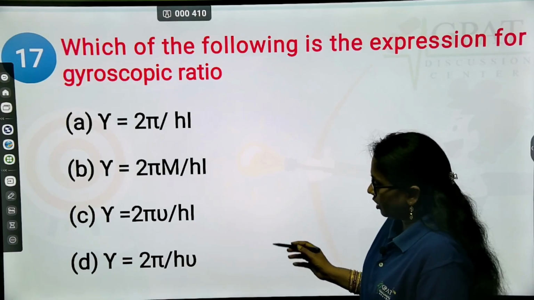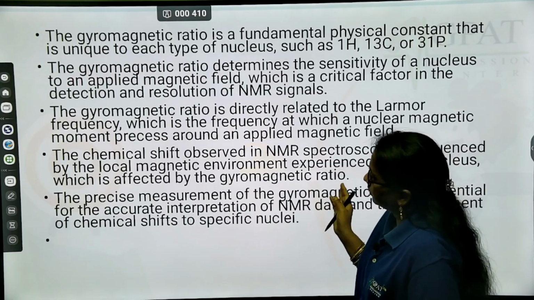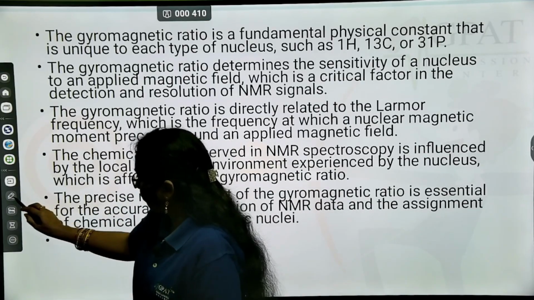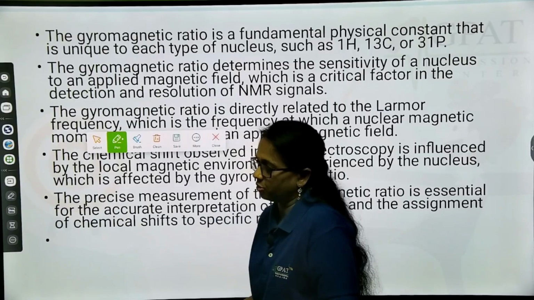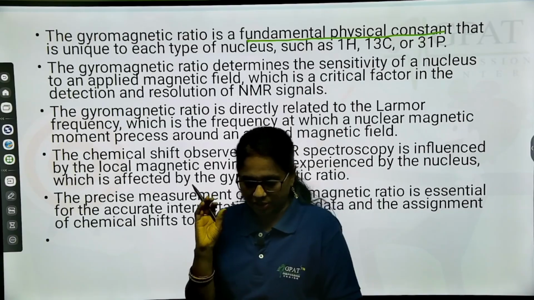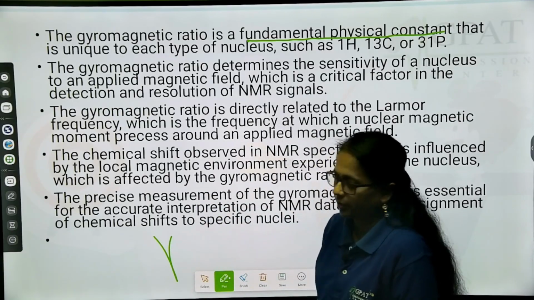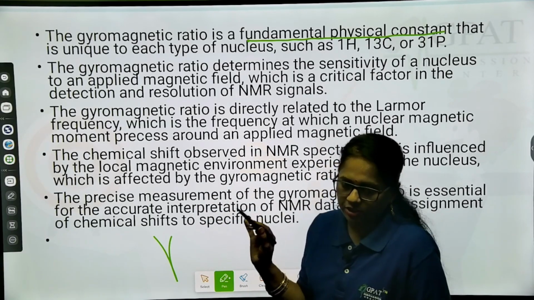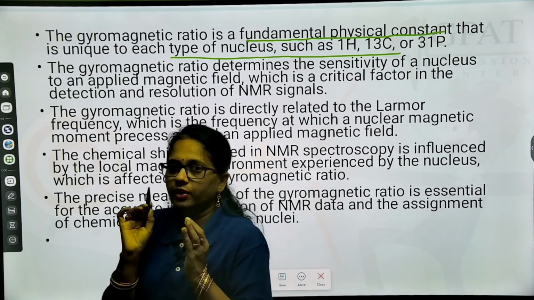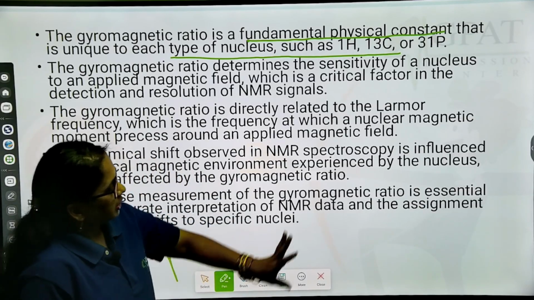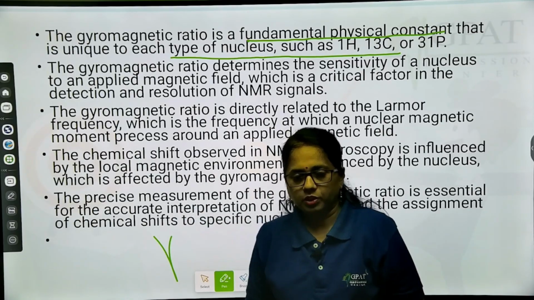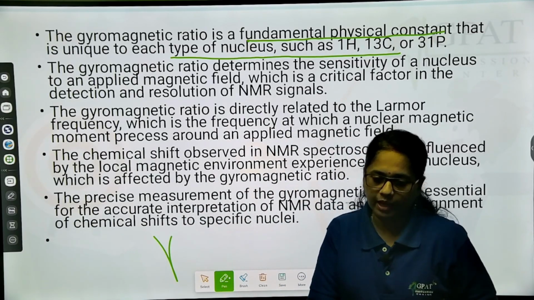Let us see some of the definition and theoretical aspects for this gyromagnetic ratio. It is nothing but a fundamental physical constant, represented with the symbol gamma. It is a physical constant value which is unique to each type of nucleus. That means for a proton it is going to be a fixed value, for C13, for P31, or like that. For each atom, for each isotope, the gyromagnetic ratio is a fixed value.